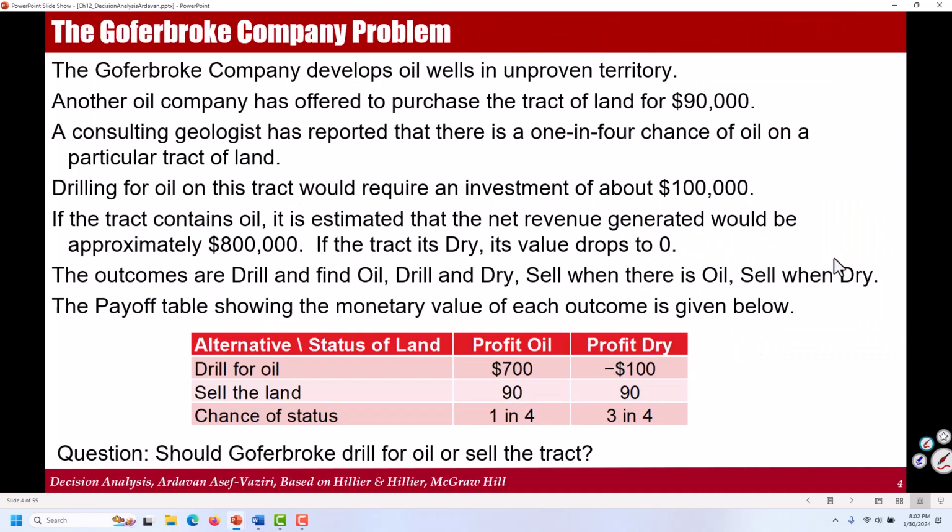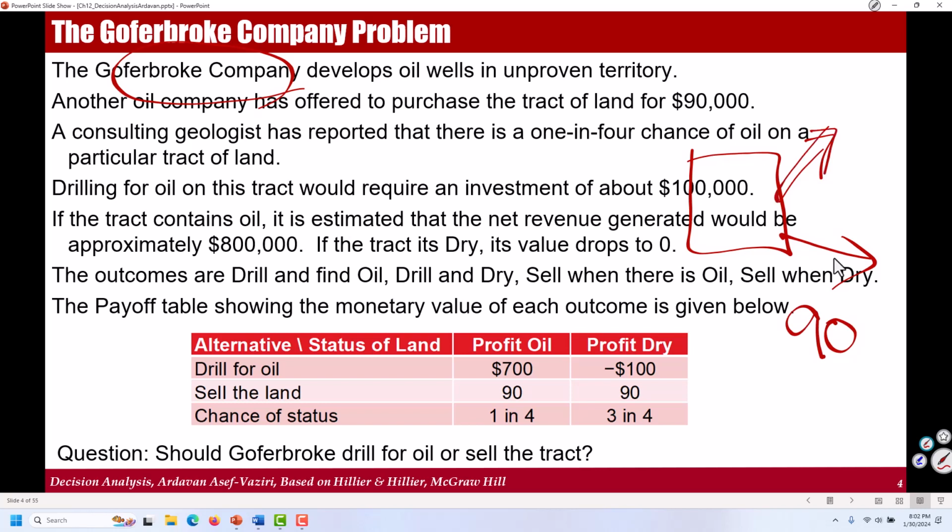Let's look into this problem. We have a firm. They have a piece of land. They can sell it or they can drill it. If they sell it, they will get $90,000. If they drill it, the initial cost is $100,000 for drilling. Drilling may have 2 outcomes.